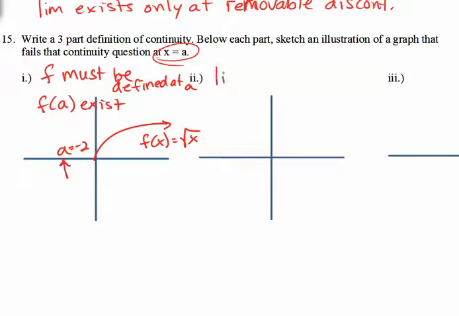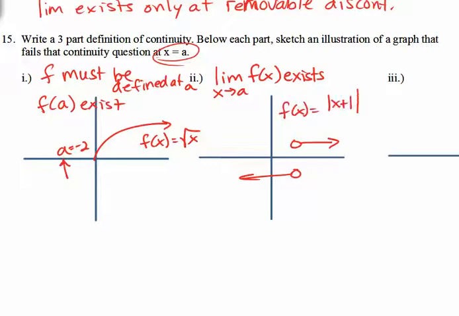The second requirement is that the limit as x approaches a of f of x exists. So that might not work if we had an asymptote or if we had a jump discontinuity. So we could use one of the functions that we've had before here. If we had absolute value of x plus 1 over x plus 1, and here a would be equal to 1. So the limit doesn't exist, so it certainly can't be continuous there.